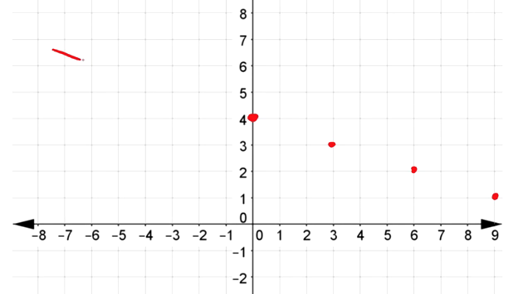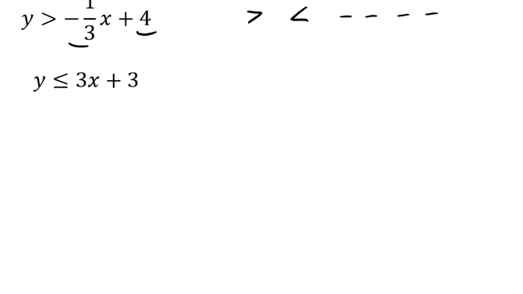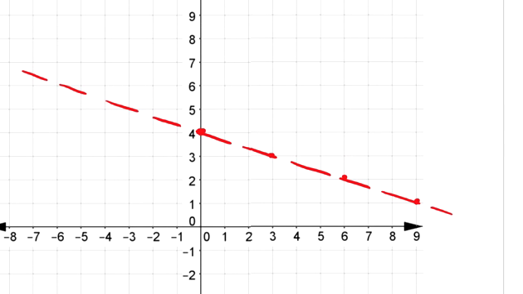So I'm doing this as a dashed line, indicating that the points on this line are not solutions, but it's just the boundary of the solution set. Now that symbol was greater than, so when I look at it, I'm going to be plotting y values that are above this line. So I'm just thinking in my mind, I'm going to be sketching above this line.